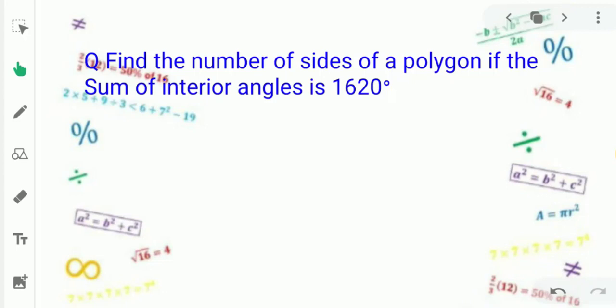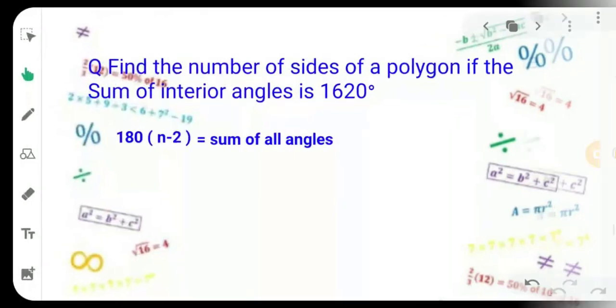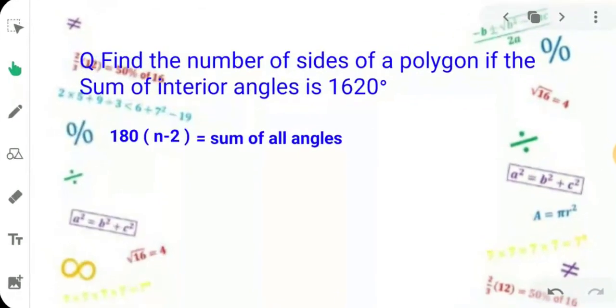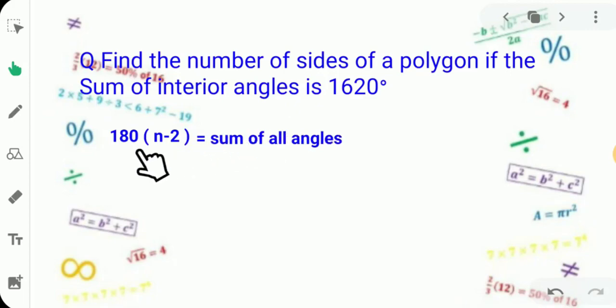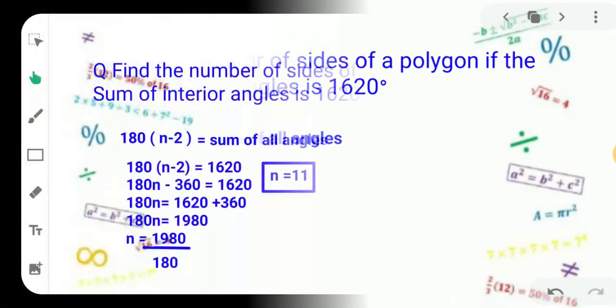So, the first step that we are going to take is to write down the formula, which is 180 into (n minus 2). As you can see, I have written down the formula over here, which is 180 into (n minus 2) is equal to the sum of all the angles. Now, in this case, we only know the sum of the angles, which is 1620. So we are going to plug this value over here and then we are going to solve this equation and get the answer, which is the number of sides or the value of n.